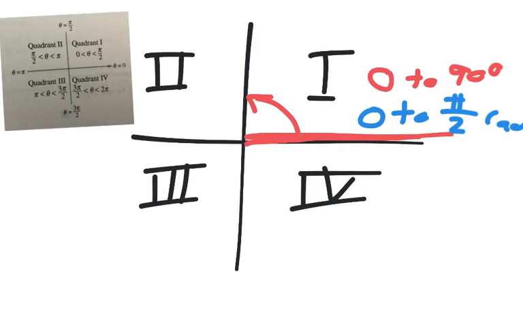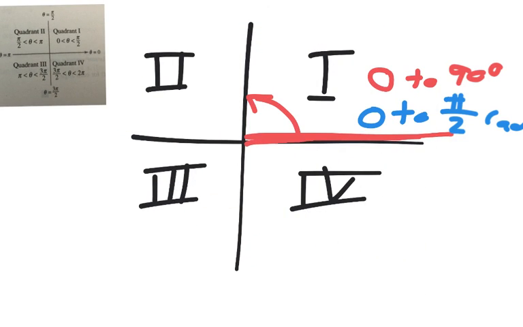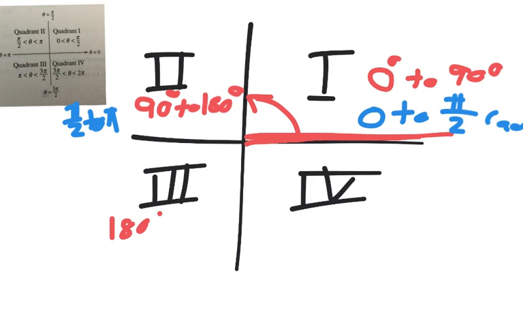When we look at quadrant 2, how much do I have to rotate in degrees to get to quadrant 2? It has to be more than 90, but less than 180 in degrees. And then in radians, what is that? That's going to be more than pi over 2, but less than pi. Quadrant 3 is what in degrees? More than 180, less than 270. And in radians, that would be more than pi, less than 3 pi over 2.